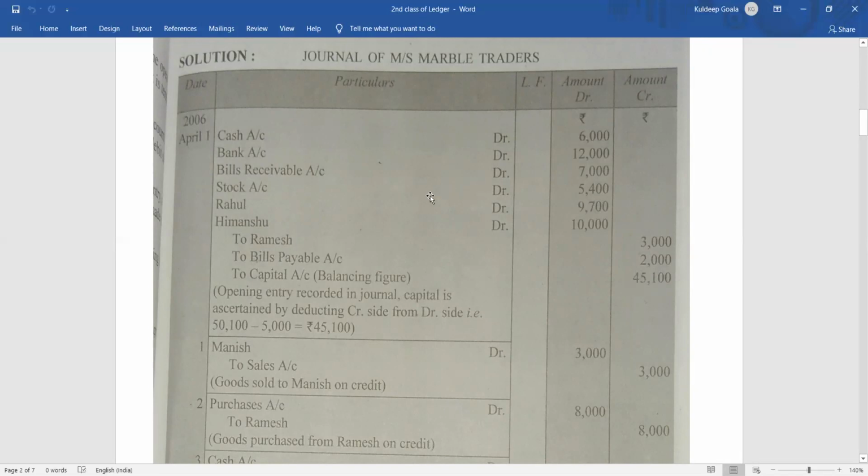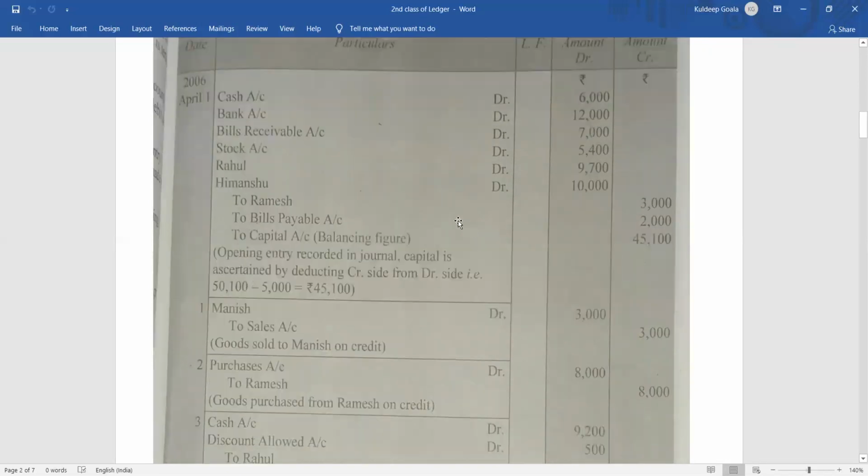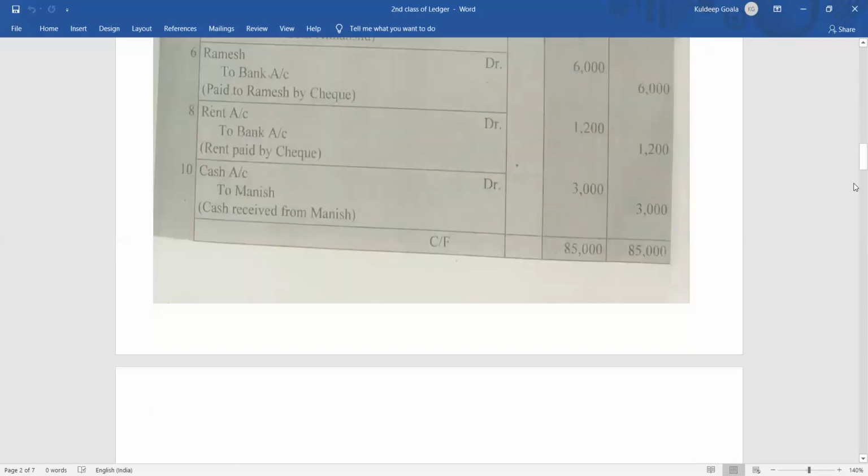Now moving to the ledger, how many ledger accounts do you have to prepare? Cash, bank, bills receivable, stock, Rahul, Himanshu, Ramesh, bills payable, capital. So a total of 9 ledger accounts you have to prepare. Clear? So remember what we are going to do. Be very careful for that.